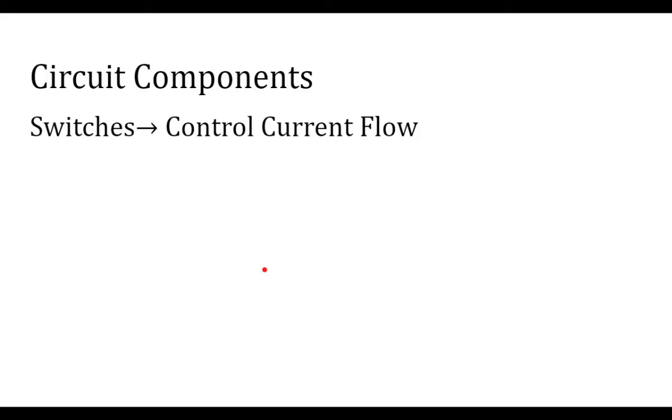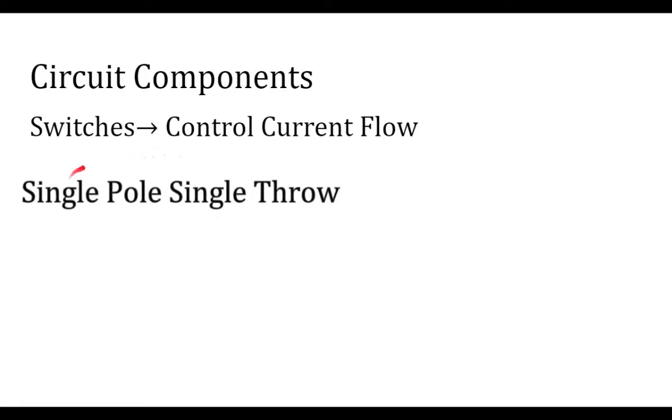So last of all, we're going to talk about switches. And so switches are just a way to help us control how current is flowing through our circuit. And so we have 2 different types we're going to worry about today. A single pole, single throw switch. And it sounds a lot more complicated than it is. It's basically an on-off switch.